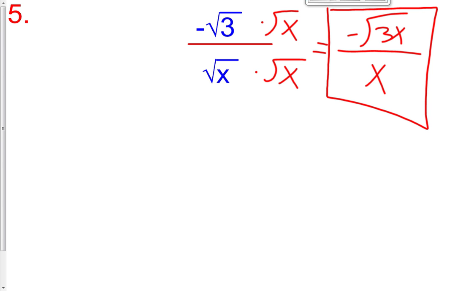You can't simplify the radical in the numerator because the square root of 3 doesn't reduce, the square root of x doesn't reduce. You can't reduce anything top to bottom in any way, shape, or form. So our answer is left at that, a negative square root 3x divided by x.